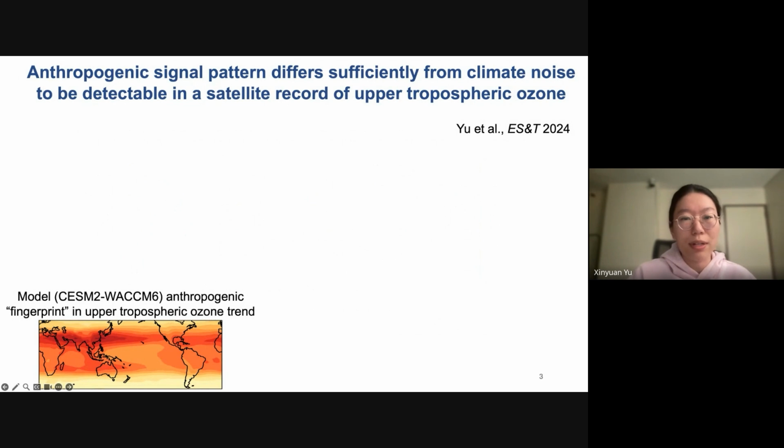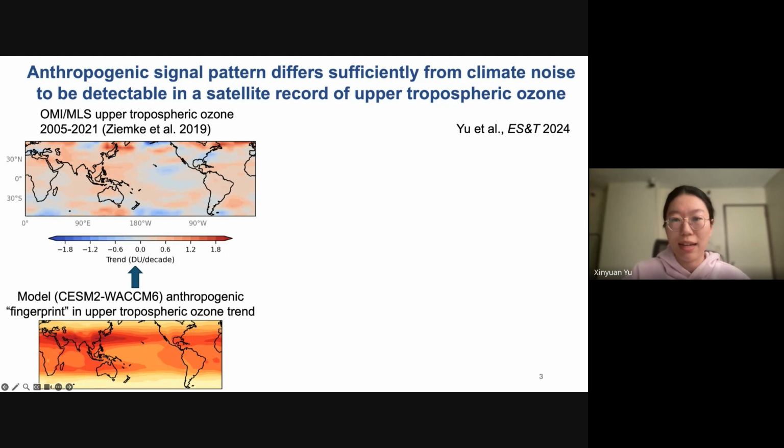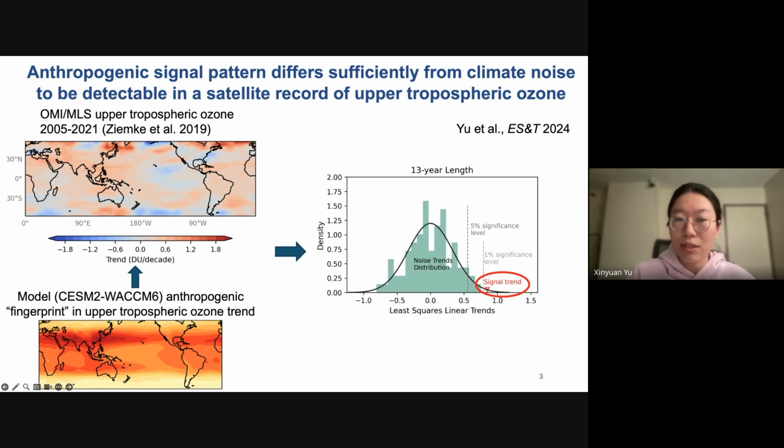Our prior work used an initial condition ensemble with CESM2 to separate out the impact of internal climate variability and identify the anthropogenic fingerprint pattern of upper tropospheric ozone trends, as shown here. And we searched for this fingerprint in a 17-year OMI/MLS satellite dataset starting in 2005. Our finding is that the anthropogenic fingerprint, or the human influence, is detectable in the observational record with high statistical confidence after only 13 years of monitoring.